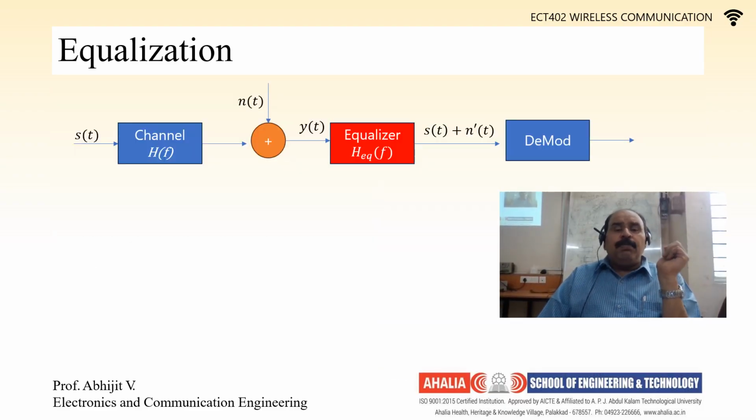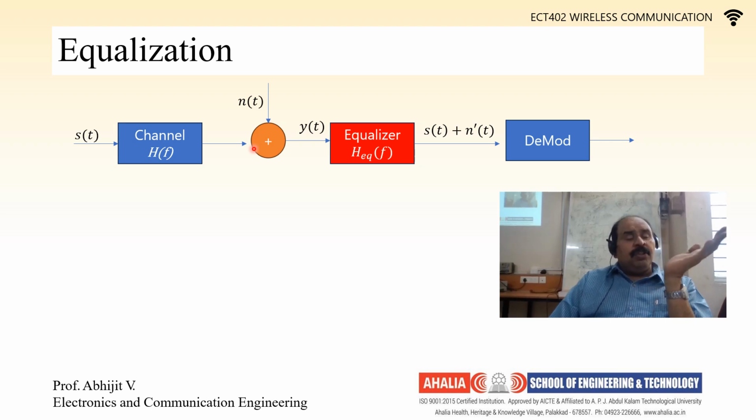So this is a basic block diagram of a communication system. Here, let us consider S of t to be the input signal that is passing through a wireless channel with transfer function H of f. What happens during the transmission? A noise is added. We'll see the different types of noises as we go on, but not in detail because we do not have it in our syllabus. After that, we receive a signal called y of t.